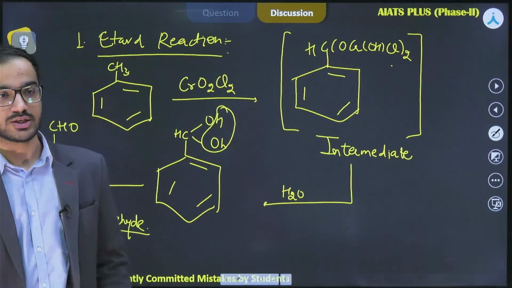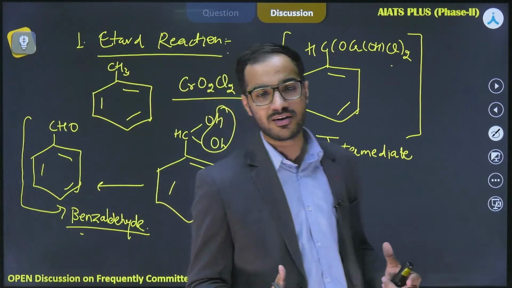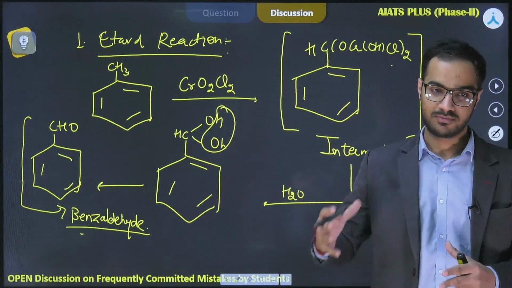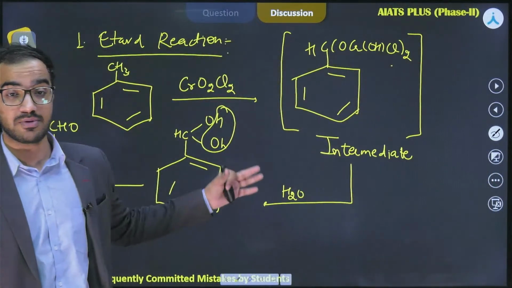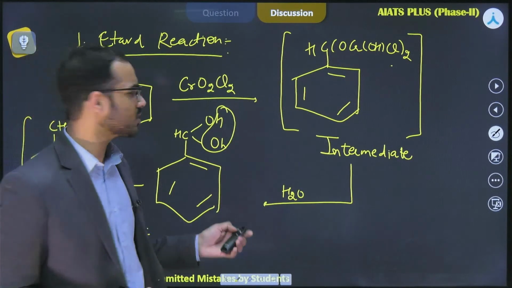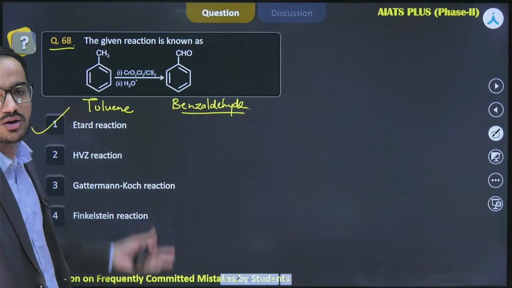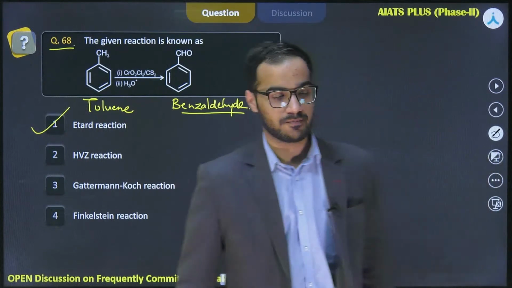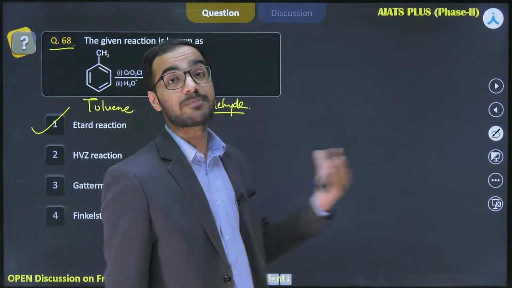I hope this reaction is clear to you all. Shall we discuss some more name reactions so that your revision takes place, or if you have any doubts in the name reactions, all doubts will be cleared simultaneously. So let us discuss what other reactions we are dealing with. It means obviously the reaction is option number 1. This is an Etard reaction.